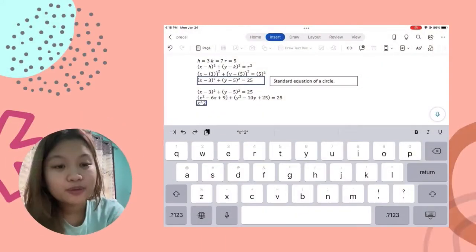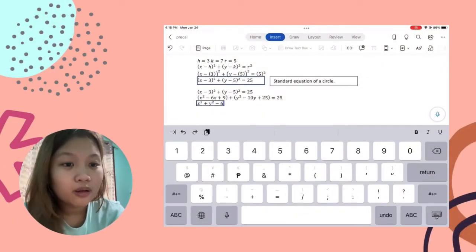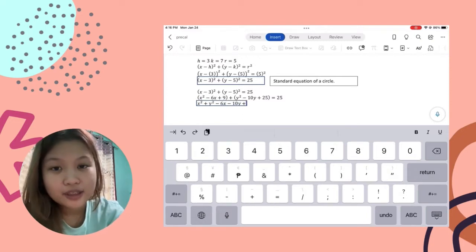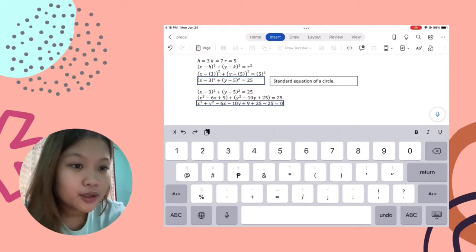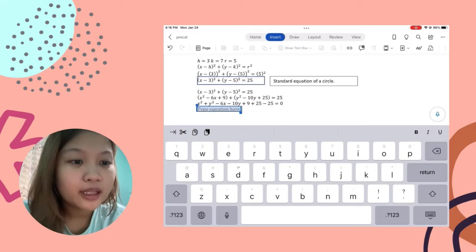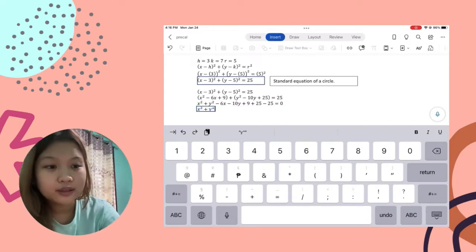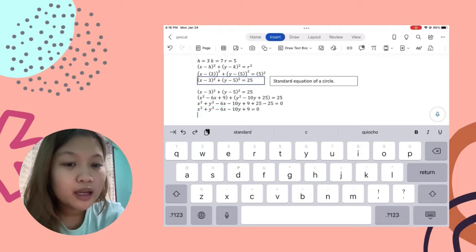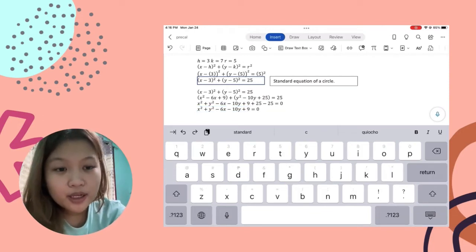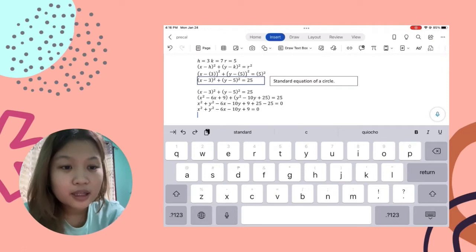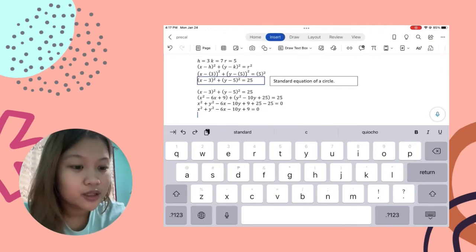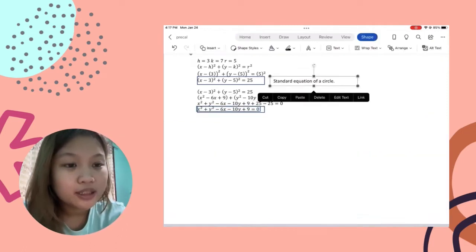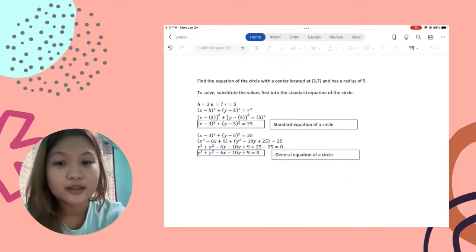After that, we're going to combine all the terms on the left hand side, so it will be just 0 on the right hand side. And after that, we're going to combine all the like terms, and the answer will be x squared plus y squared minus 6x minus 10y plus 9 equals 0. And that will be the general equation of the circle.